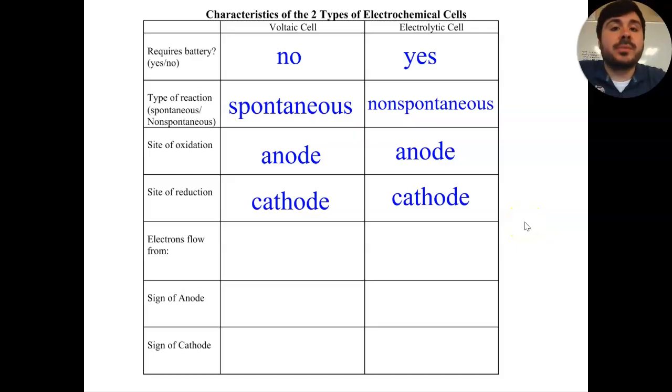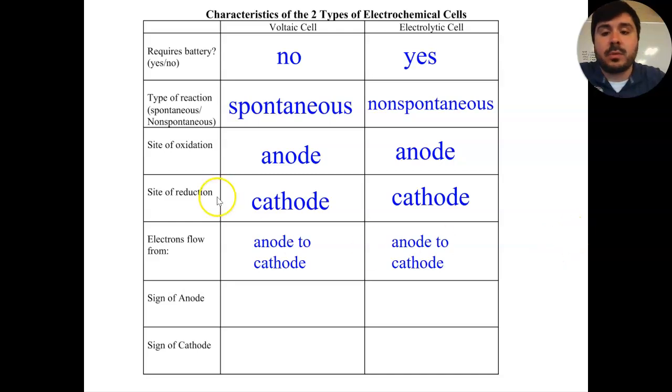Now, where do the electrons flow from, in fact? It's going to still be the same thing for both these guys. They're going to flow from the anode to the cathode in both types of cells, both our voltaic and our electrolytic cells. Now, the difference between the voltaic and electrolytic cells we've got here, guys, is the sign of the anode and the sign of the cathode. It's going to be different for both of them.